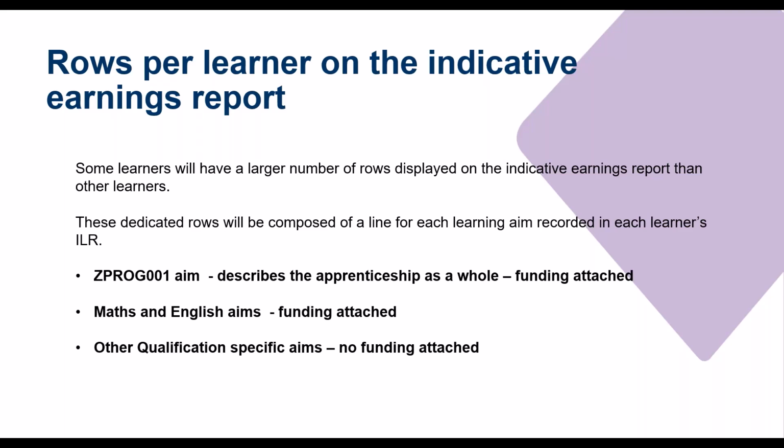So you've got the ZPROG 001 aim, the maths and English aims, and if you are involved in submitting the ILR, you'll know that you are required, as per the specification, to include either a qualification specific aim or a learning aim class code. So the qualification specific aim relates to the apprenticeship as a whole, other than maths and English, or if there aren't any certified qualifications, you'd record a learning aim class code.